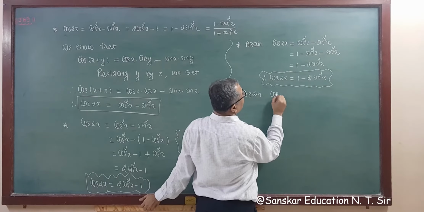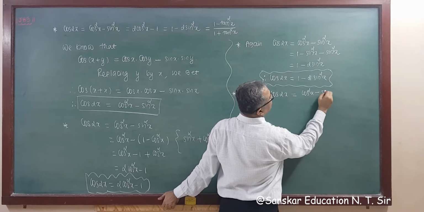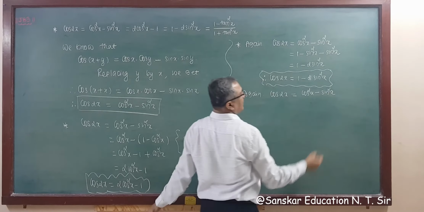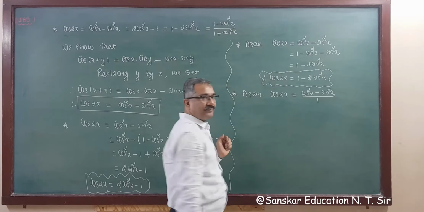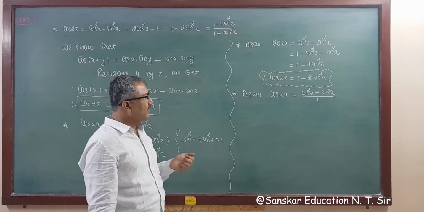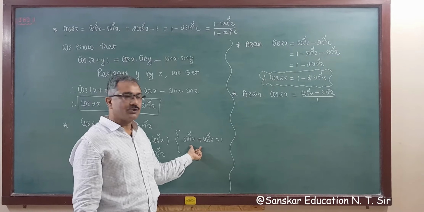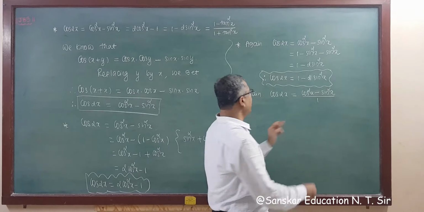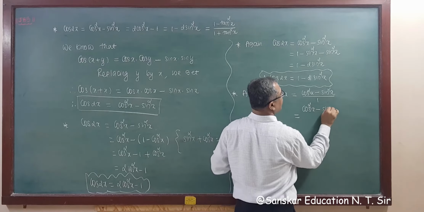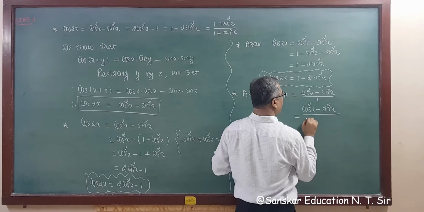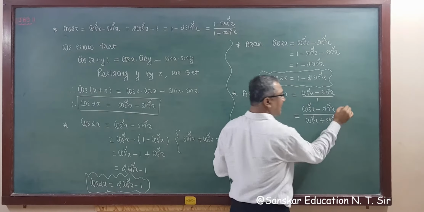So cos twice x is equal to cos square x minus sin square x. This is your formula. Can I write it like this, upon 1? Now the only identity you have for 1 is sin square x plus cos square x. So substituting 1 is equal to sin square x plus cos square x here, what we get? Cos square x minus sin square x whole upon cos square x plus sin square x.